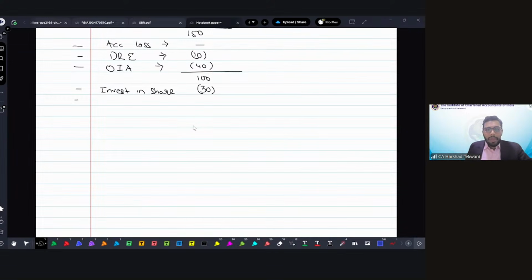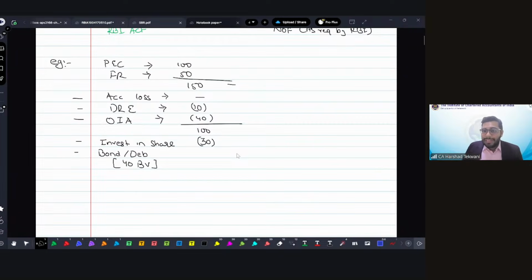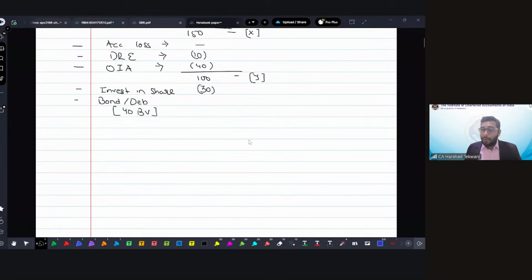So I'll reduce that. Now we have, let's say, bonds or debentures. How much are they issued? Let's say they are issued at 40 book value. But am I required to reduce the book value? The answer is no. What I'm required to reduce is book value minus 10% of the Y amount. This is the X amount. This is the Y amount. Now 10% of the Y amount, I am in excess of that, whatever is there, I'm required to reduce.